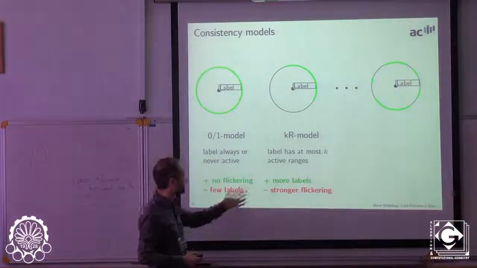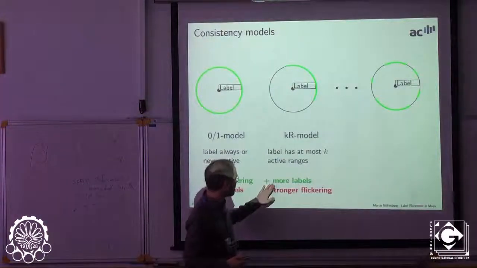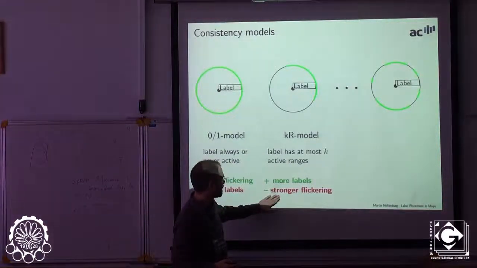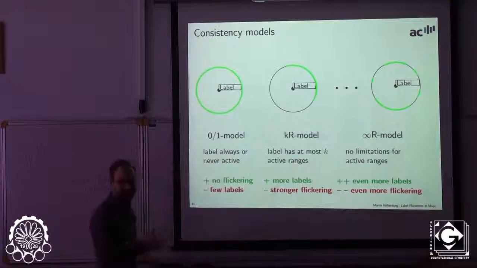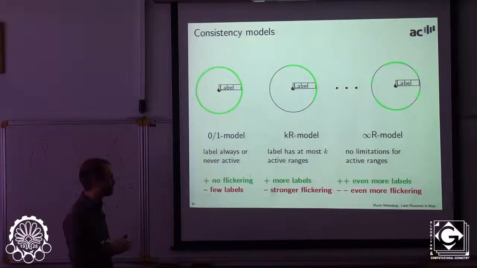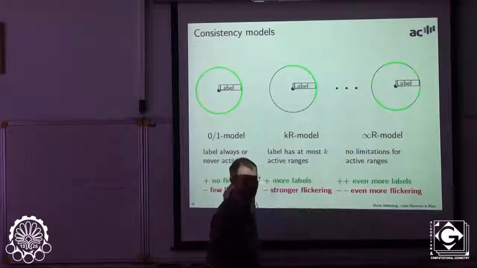But you can ask what happens if we allow 2 ranges per label. Then this can show more labels because you have more flexibility, but it does flicker because labels turn on and off. And the infinity model has basically no limitations. This is like you forget about temporal coherence. This has the maximum number of labels that you can place, but it has lots of flickering.